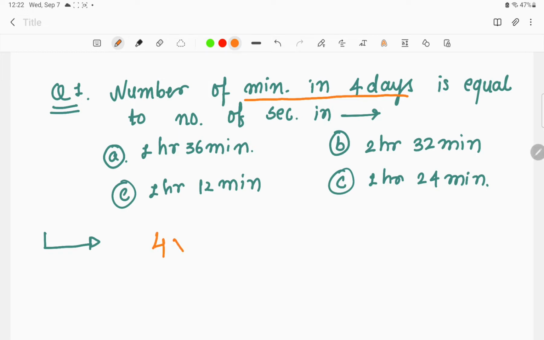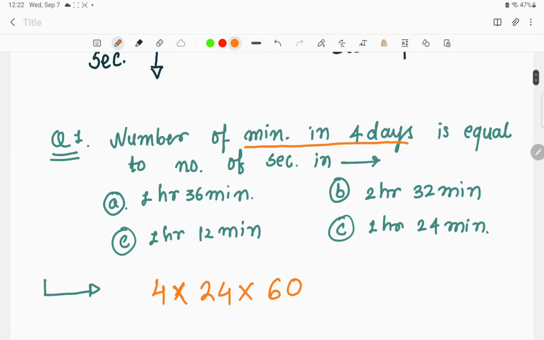How many minutes are there in 4 days? In one day there are 24 hours, so how many hours are there in 4 days? 4 into 24, right. Next, the number of minutes in 4 days. Now this is the number of hours in 4 days. For the number of minutes in 4 days, it will be into 60 again.